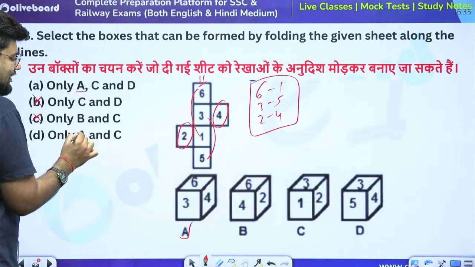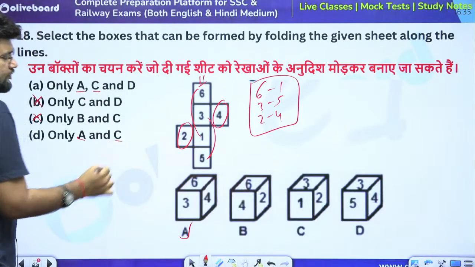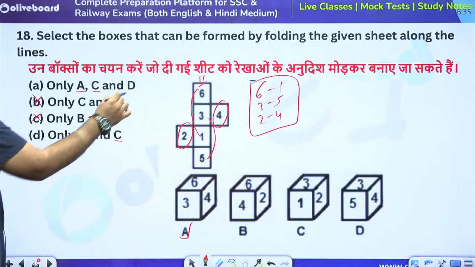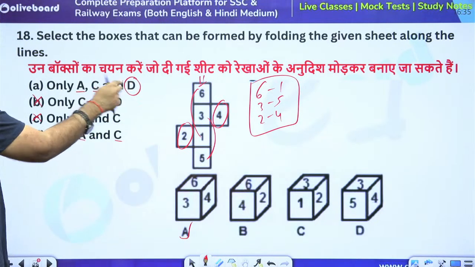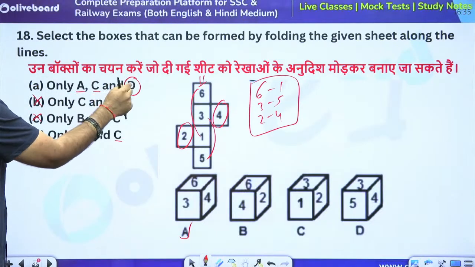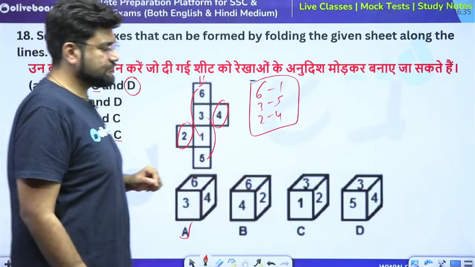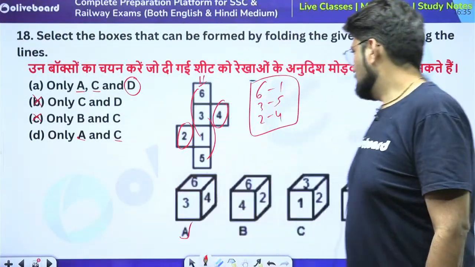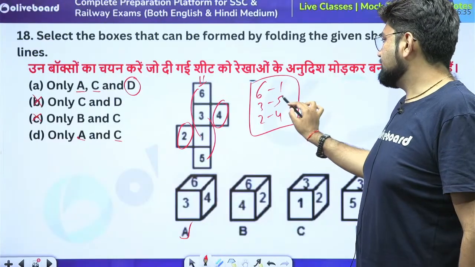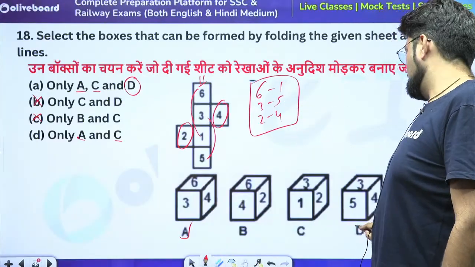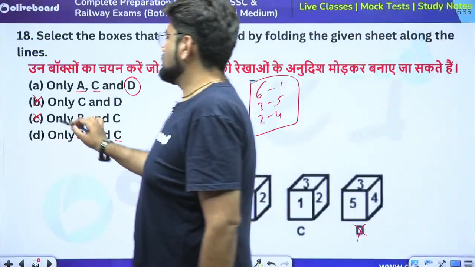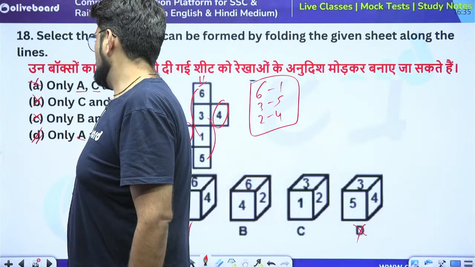Now with A, we can see C is there in both these options. So we don't have to check C. We will only check for D. If we can form D, option A is right. If we cannot form D, option D will be right. So check for D right away. 3, 5, 4. 3 and 5 are on the same level. D cannot be formed. So I'll reject option A also and option D is my correct answer.